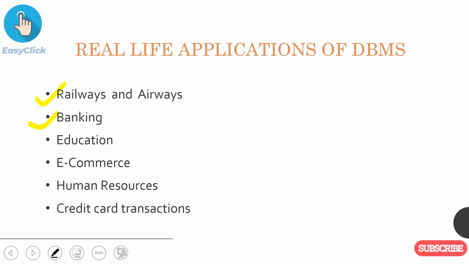Now in schools and colleges, previously they used to store this data in a register book, right? But now they use a database management system to store their information and the faculty's information. Now in a big company, if there is an employee, then their information, such as in which department they are working, their salary, their joining date, and all that information is stored in e-commerce and human resources.